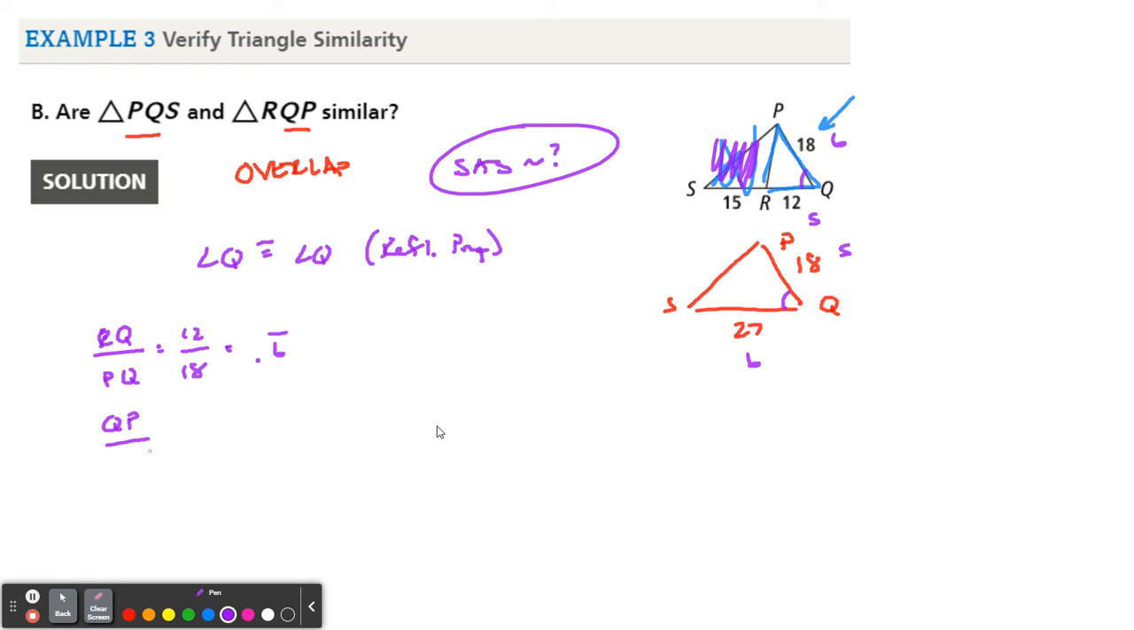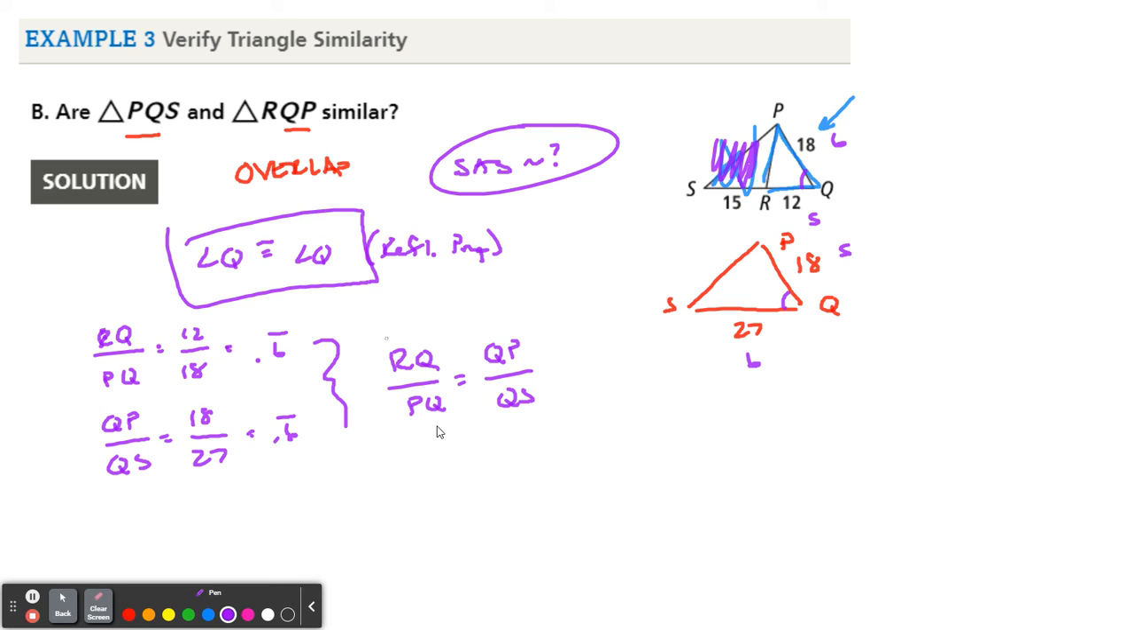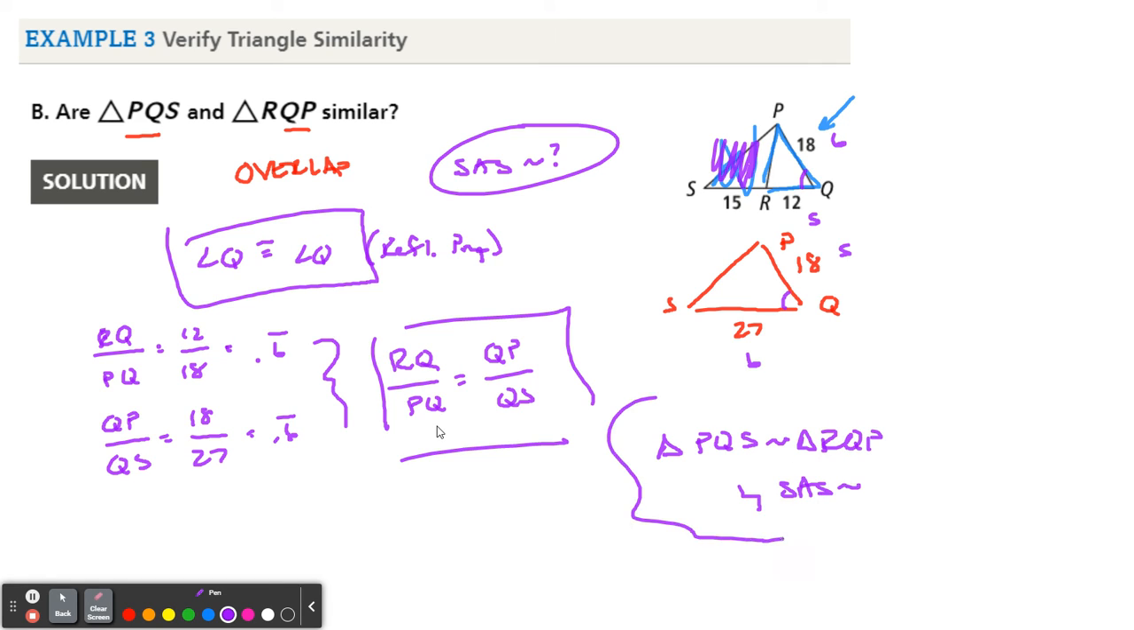QP corresponds to QS in the first triangle, the bigger triangle. So in the blue triangle, QP is 18. In the red triangle, QS is 27. When you divide those, you also get 0.6 repeated, which means that these sides are proportional. RQ over PQ does equal QP over QS. And since these angles were congruent and these sides are proportional, then yes, triangle PQS is similar to triangle RQP by side angle side similarity.